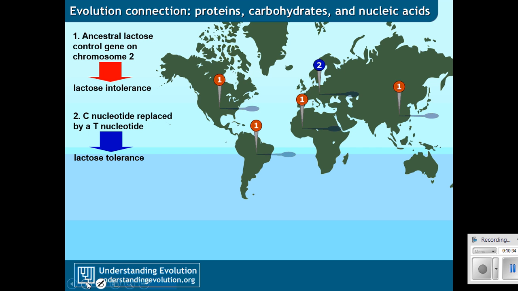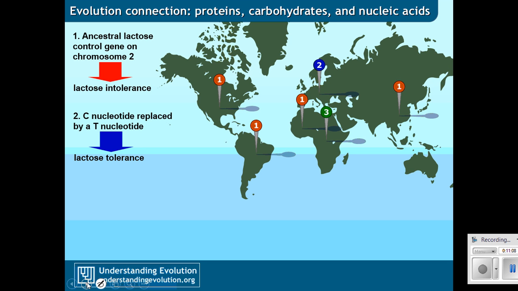Now, those people who have a deep evolutionary history that traces back to Northern Europe, which is really more common for us, since many people in America have ancestors that came over from Northern Europe, we're looking at number 2 on the map. The C nucleotide was replaced by a T nucleotide. So the point here is that there was a mutation that caused the lactase enzyme to be active into adulthood, which caused lactose tolerance. So many people in America are lactose tolerant because we have ancestors from that area.